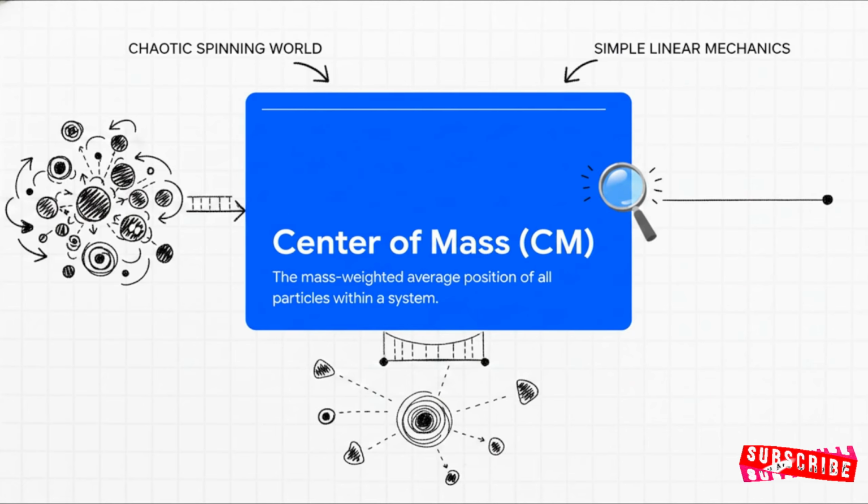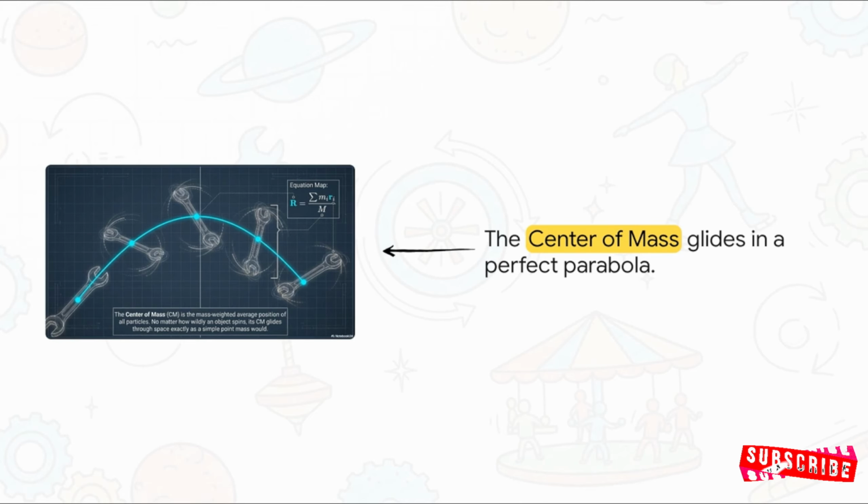By definition, the center of mass, or CM, is the mass-weighted average position of all the particles within a system. This single concept is the ultimate bridge that connects the chaotic spinning world right back to the simple linear mechanics you already understand perfectly. And what's super interesting is how visually striking this mathematical truth really is. When you mathematically track the center of mass of that tumbling wrench, no matter how wildly it spins around its axis, the center of mass glides through space in a perfect, smooth parabola. It moves exactly as a simple point mass would.